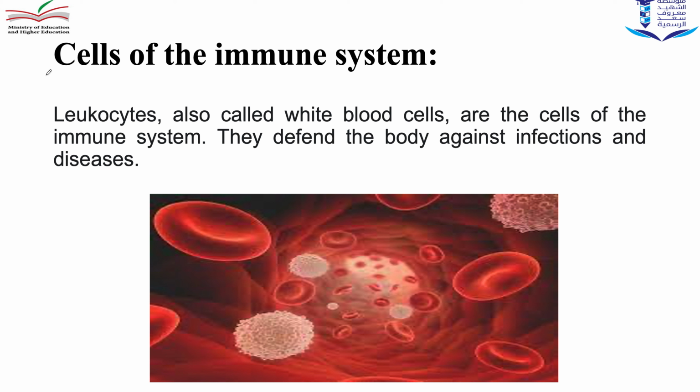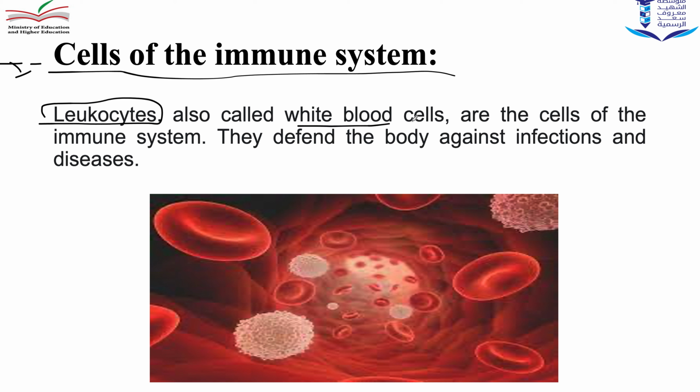Let's start with the cells of the immune system. So this is the first part. Here I want you to know what we call the cells of the immune system. The cells of the immune system are called leukocytes. So we can call them leukocytes. We can call them also white blood cells or WBC, as you want. All of them are correct, but you have to know all these names.